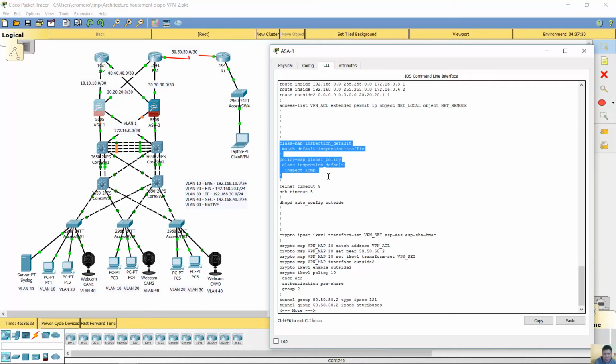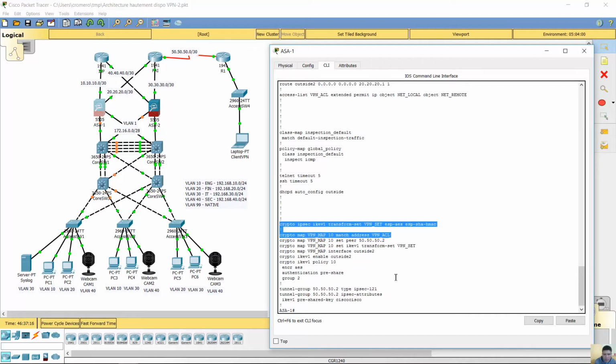To permit ICMP to pass through the ASAs, you need to add this inspect ICMP. Because if you don't configure this, things will not pass the ASAs. So this is necessary.